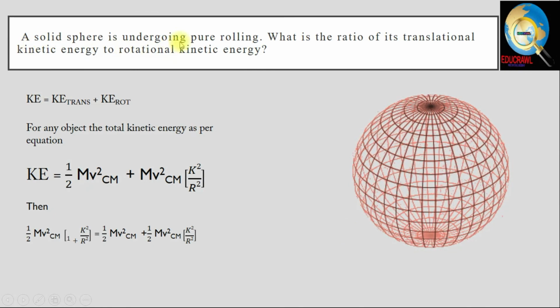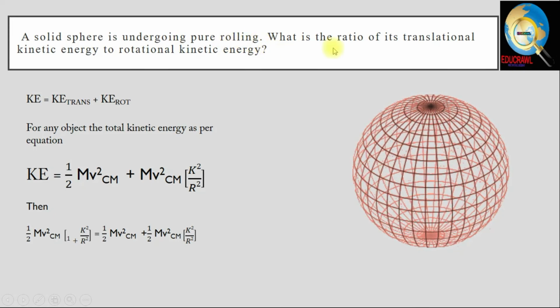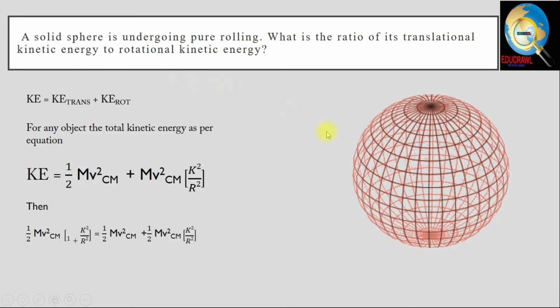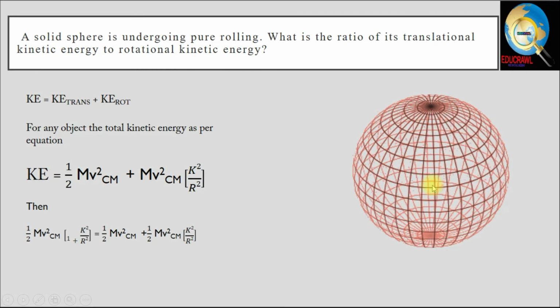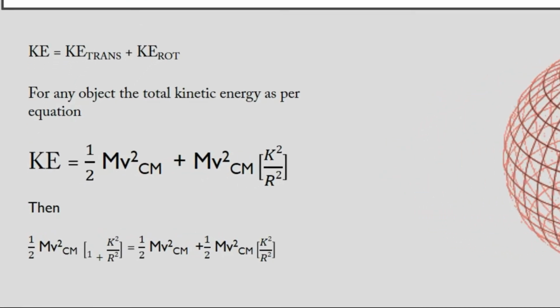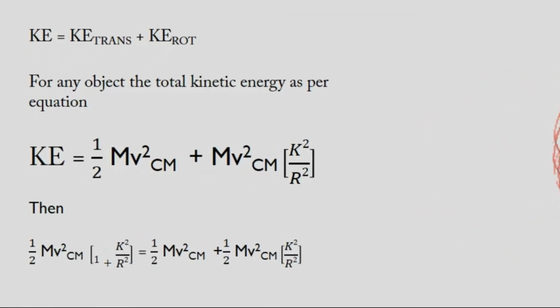The next problem: a solid sphere is undergoing pure rolling. What is the ratio of its translational kinetic energy to the rotational kinetic energy? In the animation, you can see how a sphere is undergoing a rotational motion. So the total kinetic energy is a sum of translational kinetic energy plus rotational kinetic energy. And we know the expression for kinetic energy, which we have derived in the theory, as half m v_cm squared plus m v_cm squared into k squared by r squared.